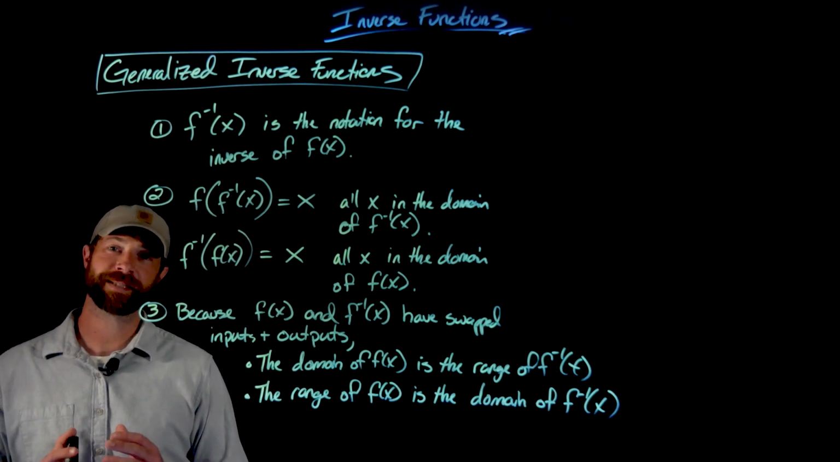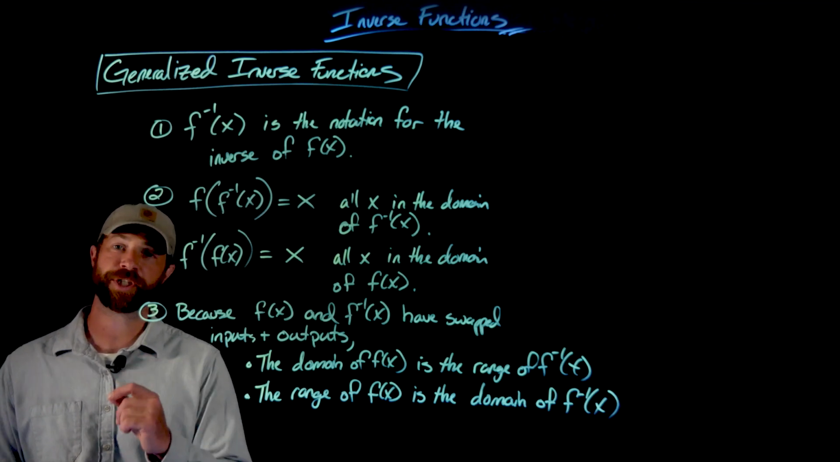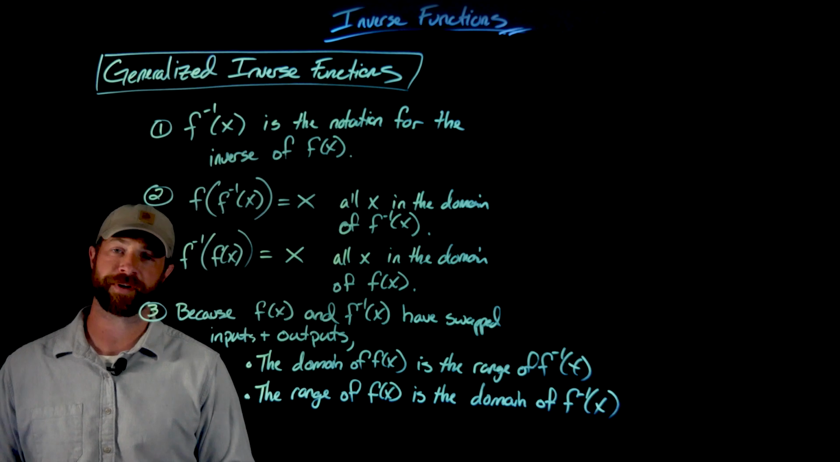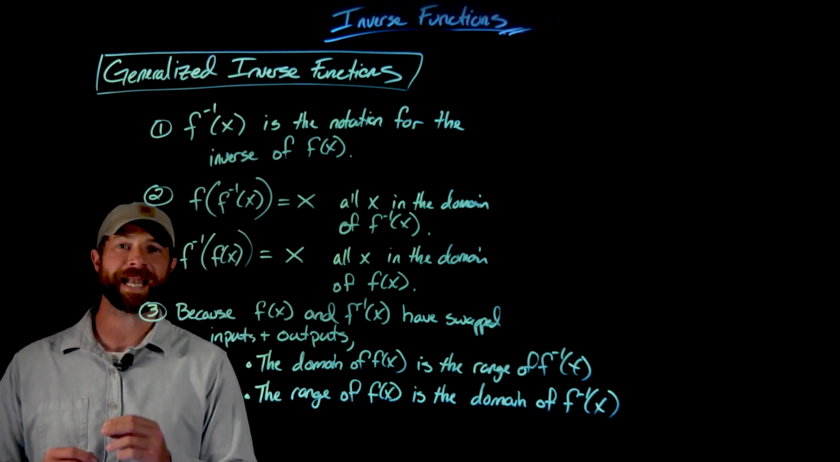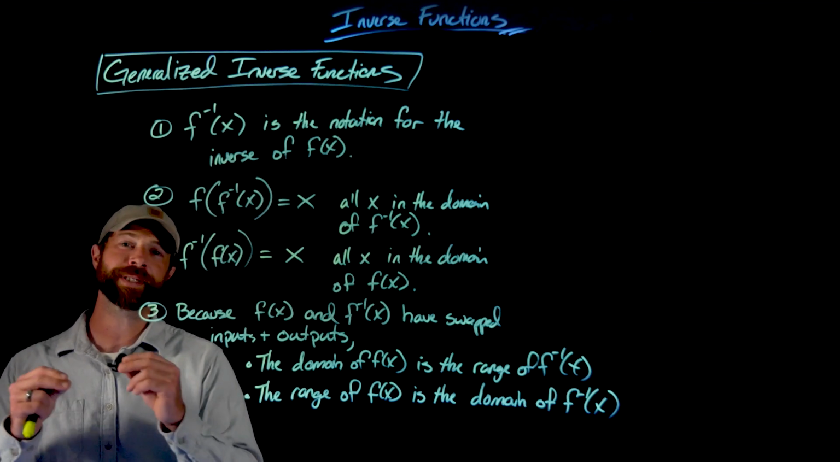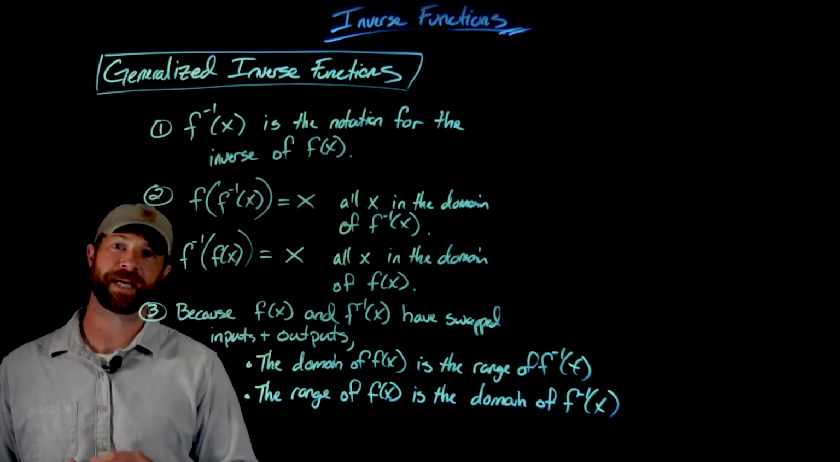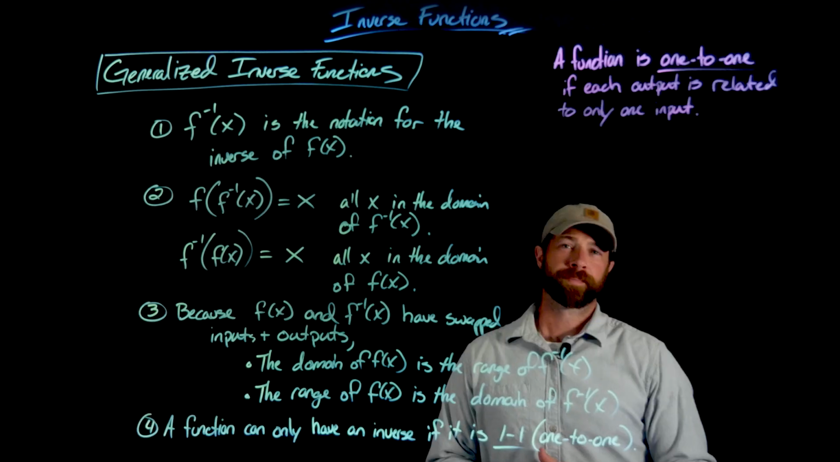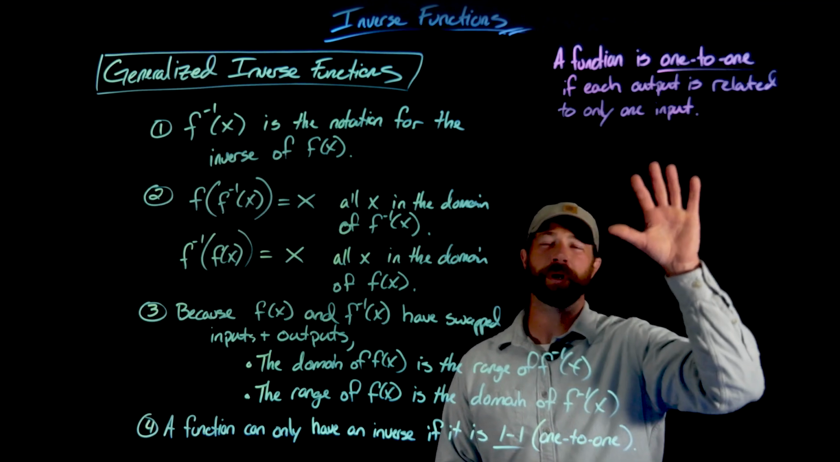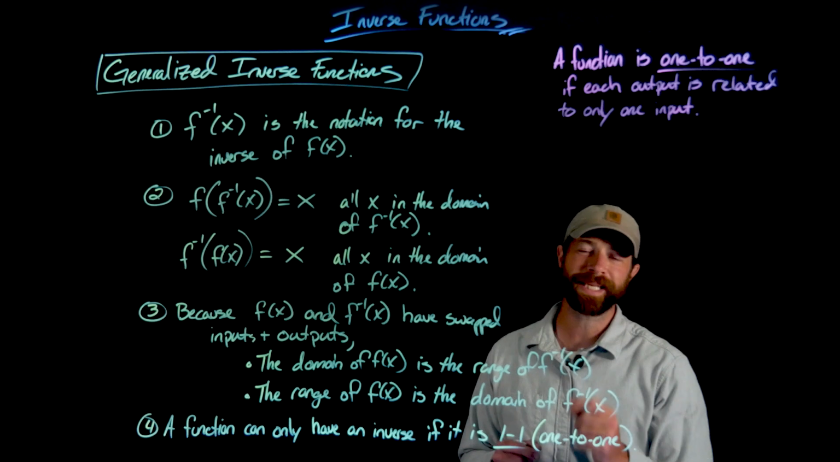And finally, the last important statement to generalize about inverse functions is that a function can only have an inverse function if it's a one-to-one function. What that means is that every output of the original function is related to only one input. But I want to make the general statement, and I'll step back and talk about that one-to-one part a little bit more. So again, a function is one-to-one only if each output is related to only one input.